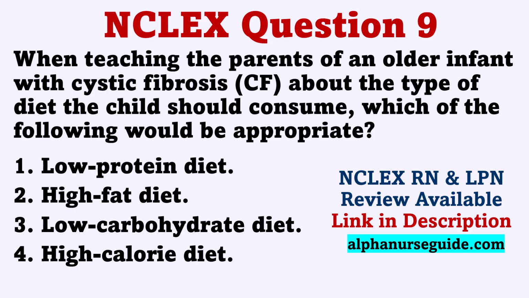The correct answer is 4. CF affects the exocrine glands. Mucus is thick and tenacious, sticking to the walls of the pancreatic and bile ducts and eventually causing obstruction. Because of the difficulty with digestion and absorption, a high-calorie, high-protein, high-carbohydrate, moderate fat diet is indicated.